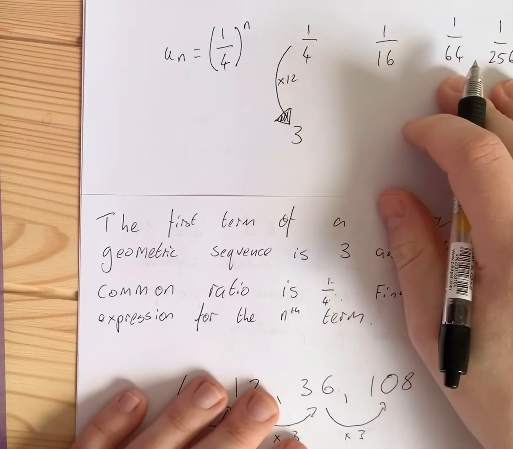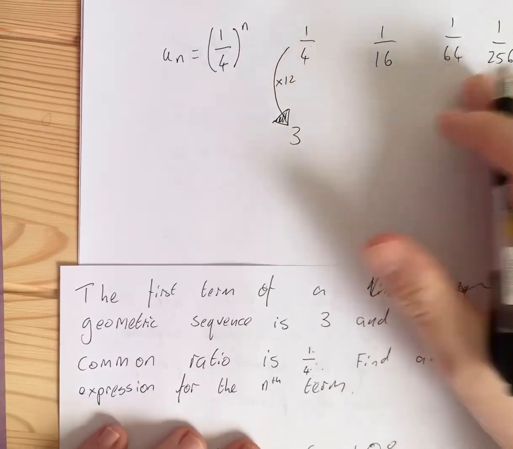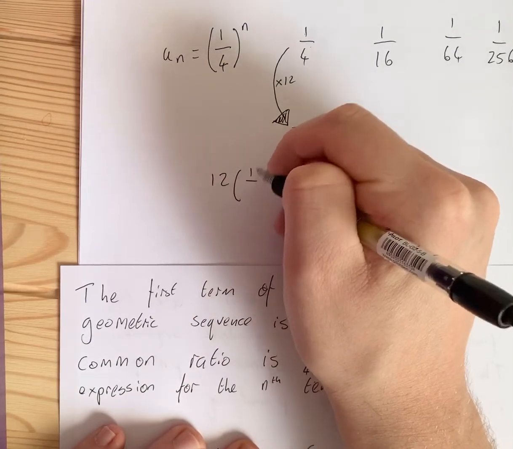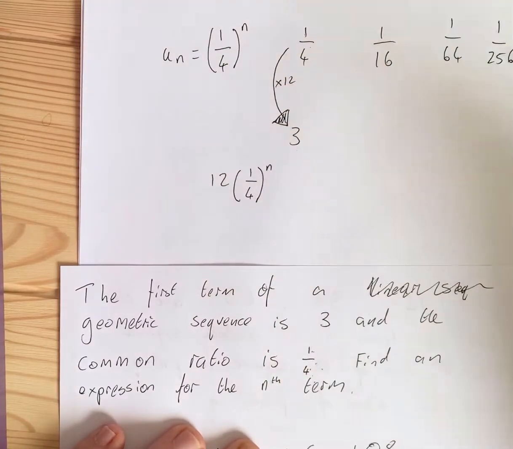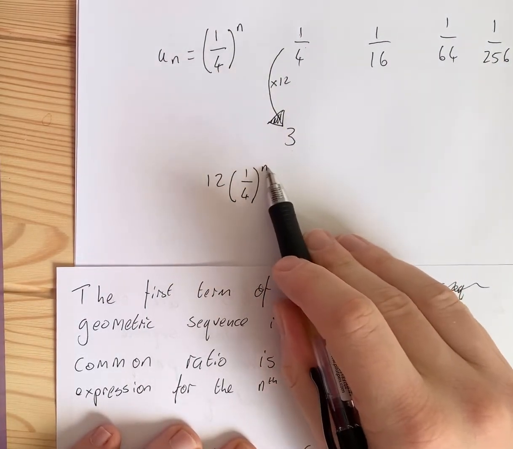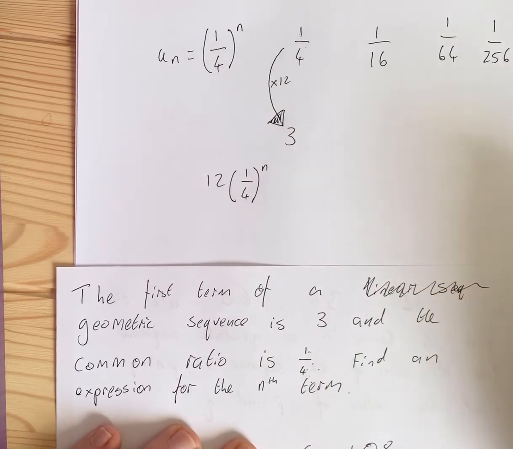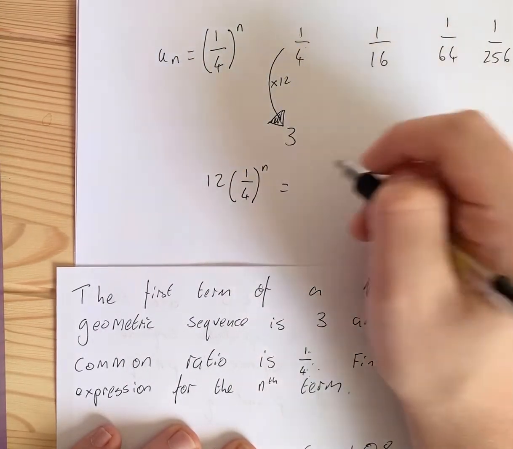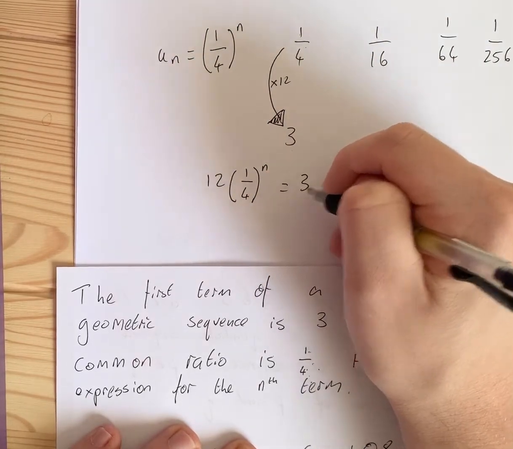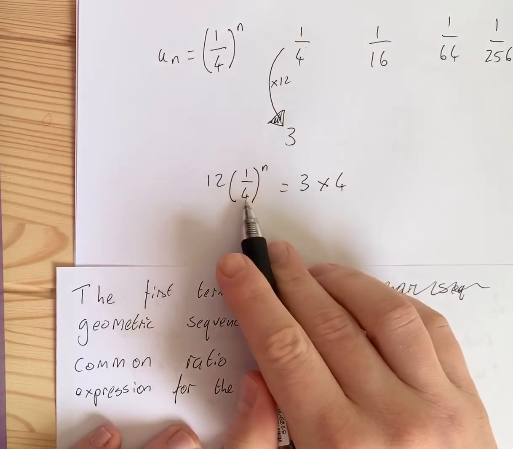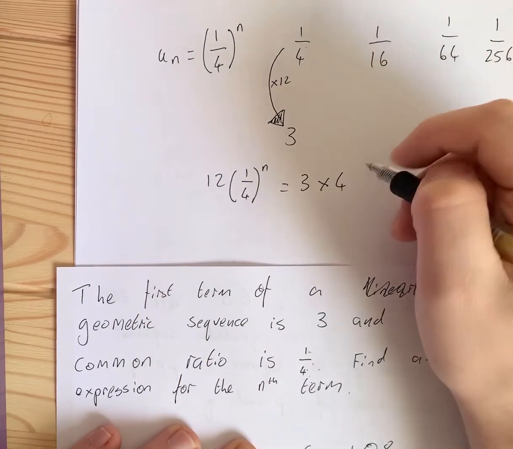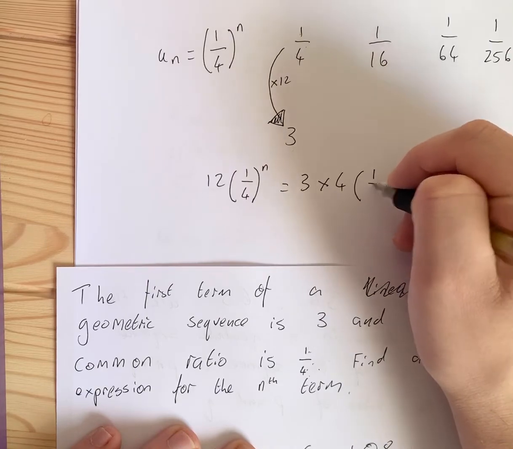So my final answer would be, and I'll just write that over here, we want the nth term, it would be 12 multiplied by 1 over 4 to the power n. Now, again, we can write that with that n minus 1 form, like I did in the little example I showed you a minute ago, by spotting that we can rewrite this thing as 3 multiplied by 4, okay, and I've chosen 4 because we've got a 4 there, multiplied by 1 over 4 to the n.